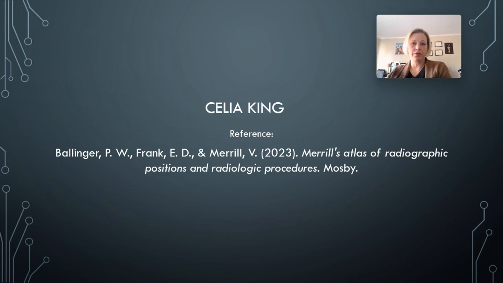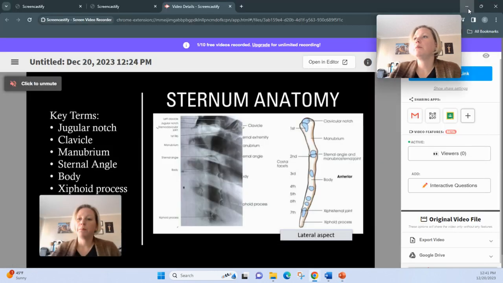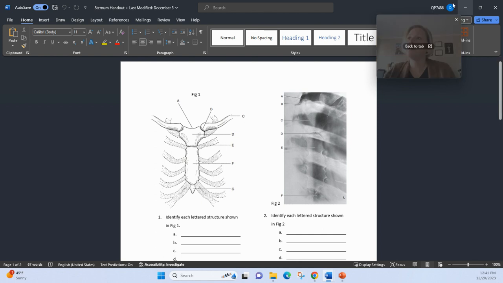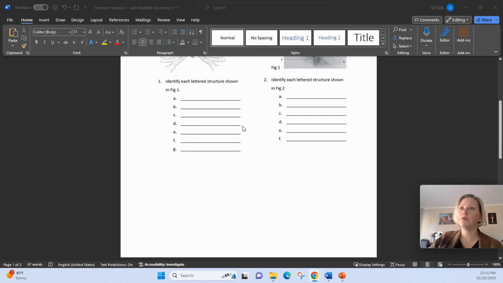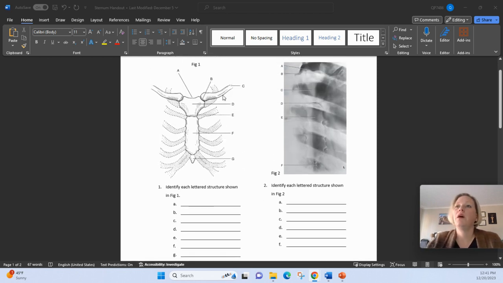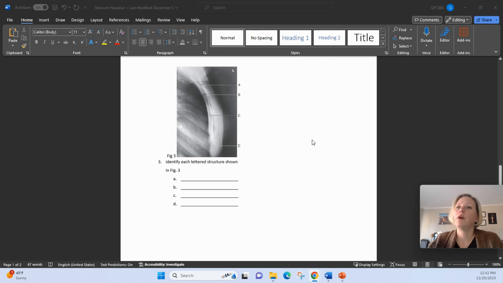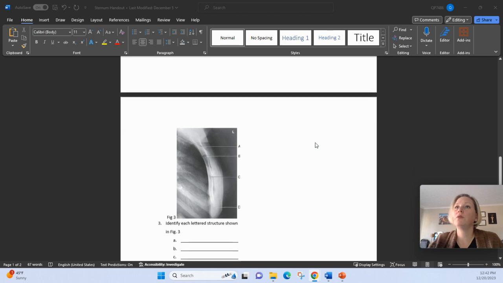All right, that concludes our lesson on anatomy and projections for the sternum, positioning for the sternum. So I do have a handout here, and for homework, you all will fill in the anatomy, identify all of the anatomy structures in both the graphic and the radiographic image. So there's 3 in total that you will need to do.